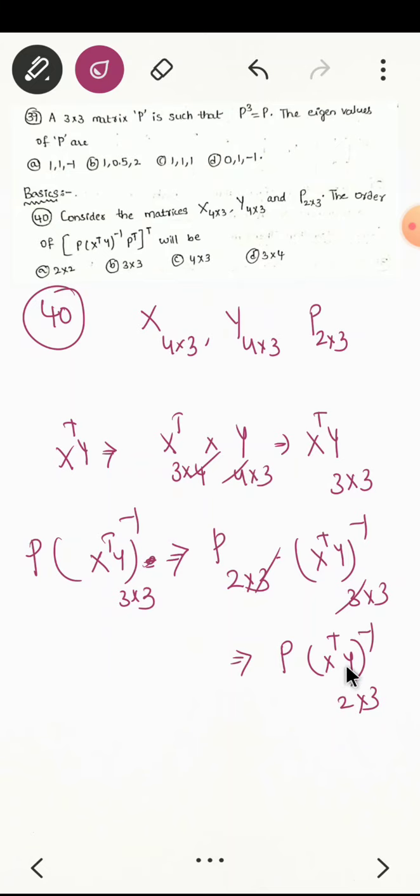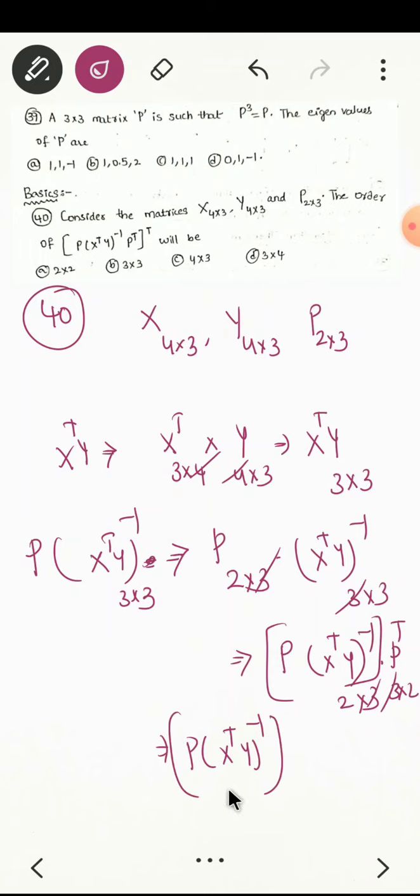Then after getting up to this point I have to do P transpose. This entire thing I got as 2 cross 3, and P transpose is 3 cross 2. The 3s get cancelled. So P into X transpose Y inverse into P transpose is 2 cross 2. Again the whole transpose of the entire thing is again 2 cross 2. So what is the order? 2 cross 2 is the correct answer.